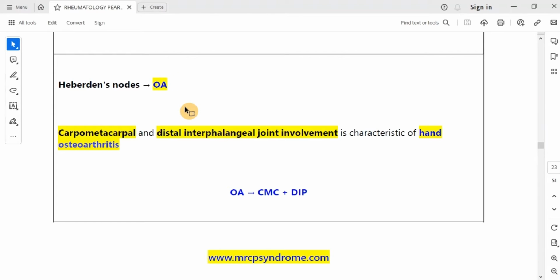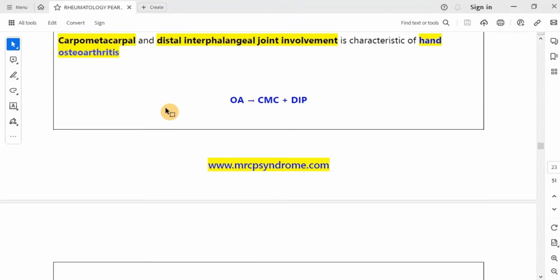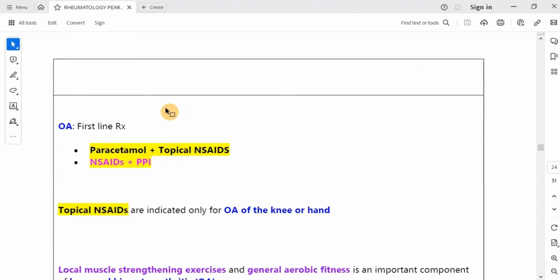Psoriatic arthritis usually occurs in younger patients. We will get features of inflammation or morning stiffness, and we can get features of dactylitis or dermatological involvement, the skin involvement. And adult onset Still's disease is a diagnosis of exclusion.